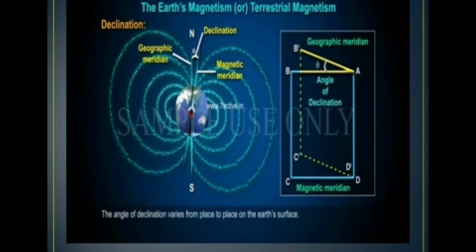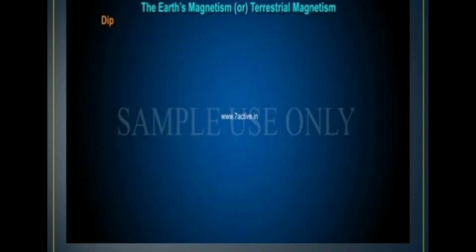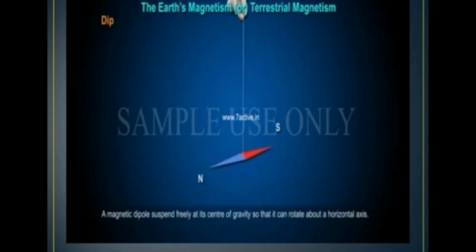The angle of declination varies from place to place on the earth's surface. Gilbert believed that the declination at any one place was constant in time, but this belief was soon proved wrong. It's not the right thing. There was a several periodic variation in the value of declination for a given location. So different locations have different angle values, that is the thing.